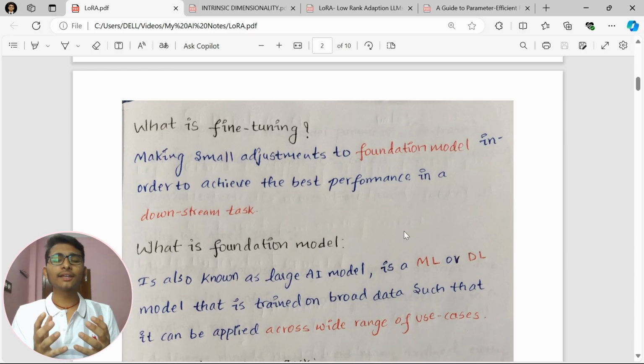Now let's understand what is fine tuning. Fine tuning is nothing but making small adjustments to the foundation model so that it becomes an expert. It will do its best in the downstream tasks or a specific field.